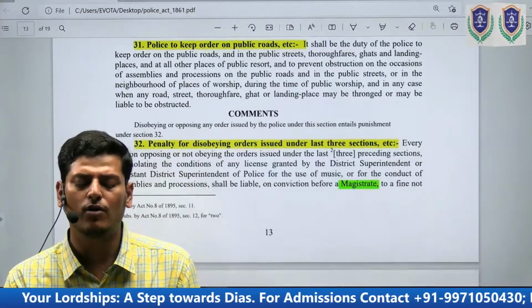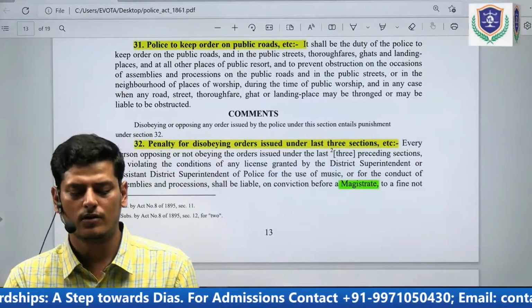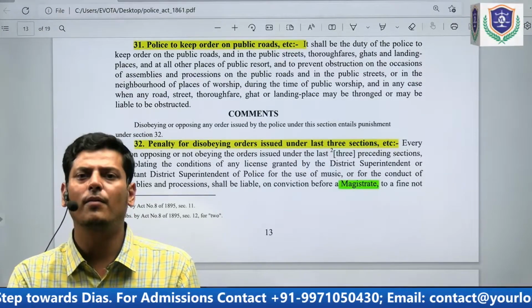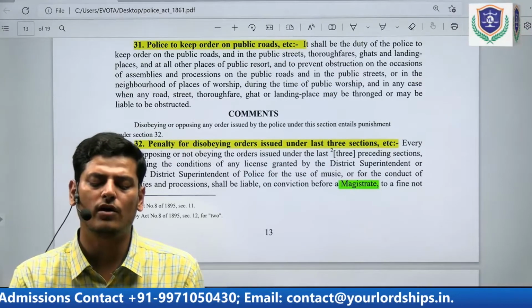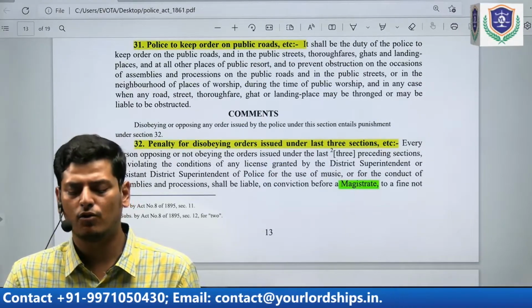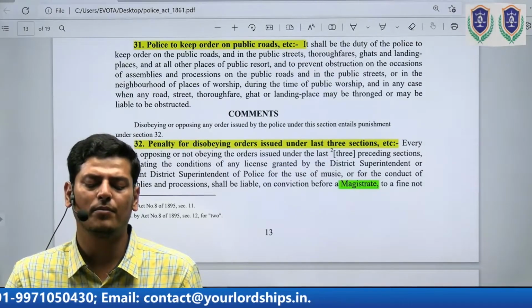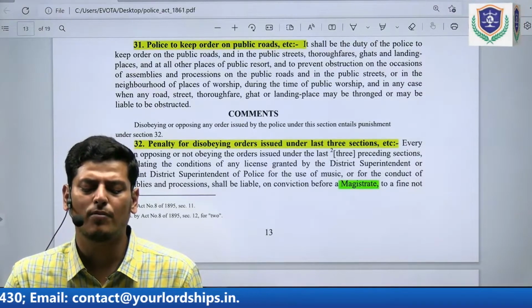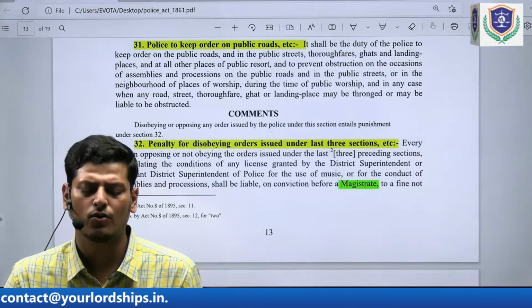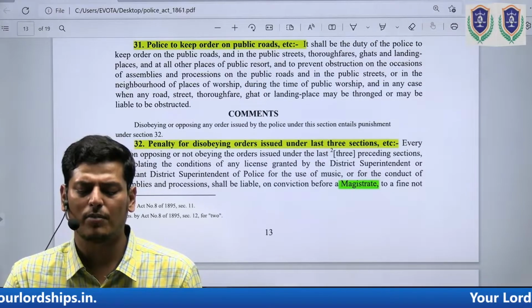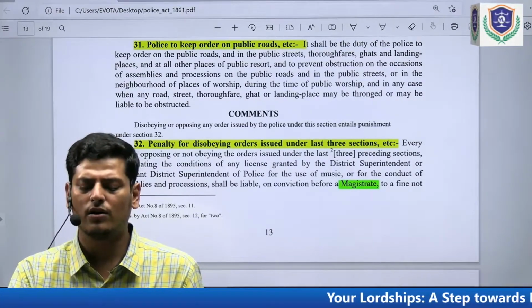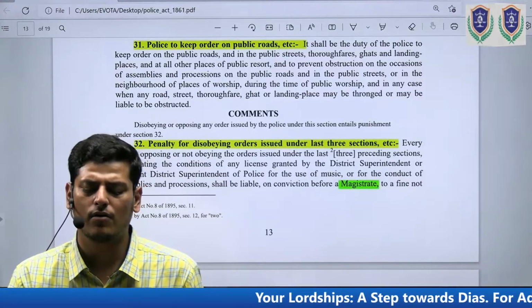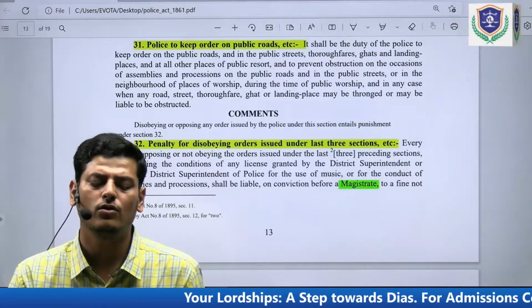Police to keep order on public road. Section 31. So ये मैंने आपको एक additional duty बताया था. It shall be the duty of the police officer to keep order on public road, public street, thoroughfare, ghat, landing places, and all other places of public resort, and to prevent obstruction on the occasion of assembly on public road or public street. So this general duty is there, where on public roads, ghats, public streets, the police officer is duty bound to maintain order.